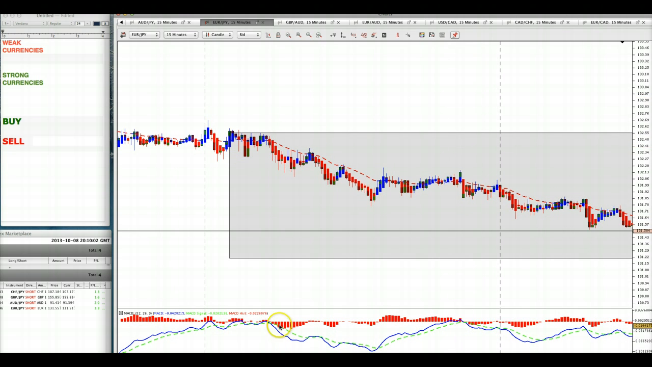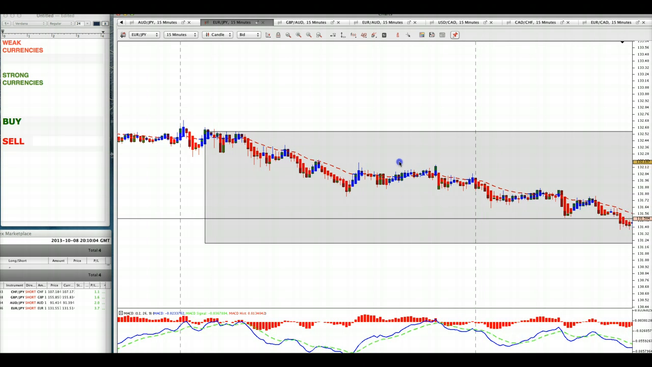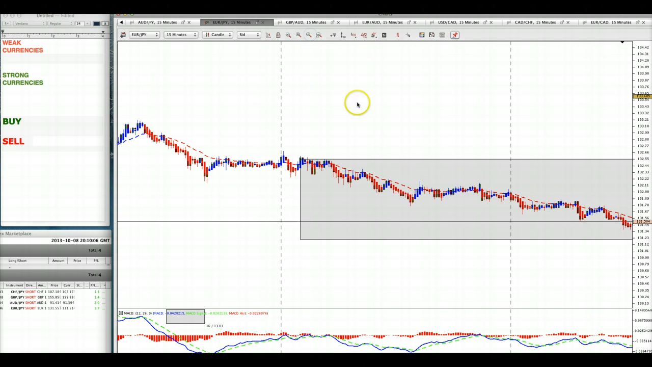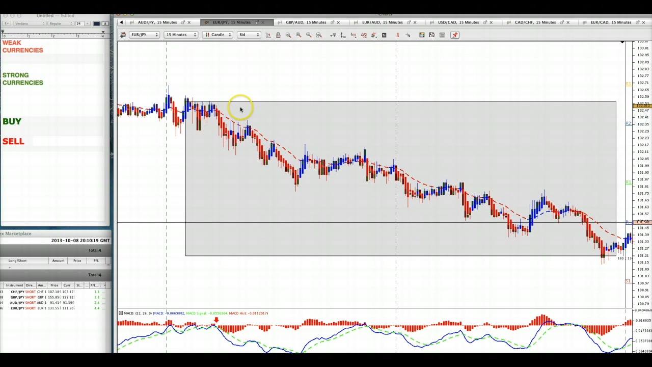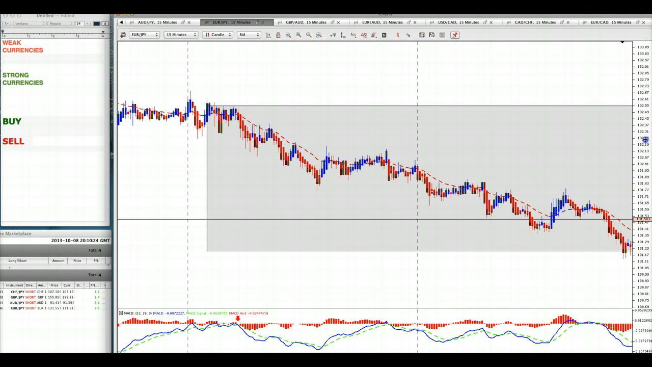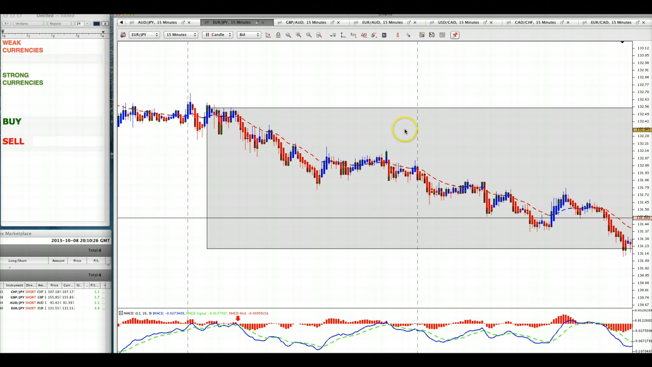So for example, here's a trade right here. Remember, the shaded area is the 1 hour downtrend. So we're looking for entries on the 15-minute chart, and here is an entry here, going from red to blue, and this is the way we trade Heiken Ashi.